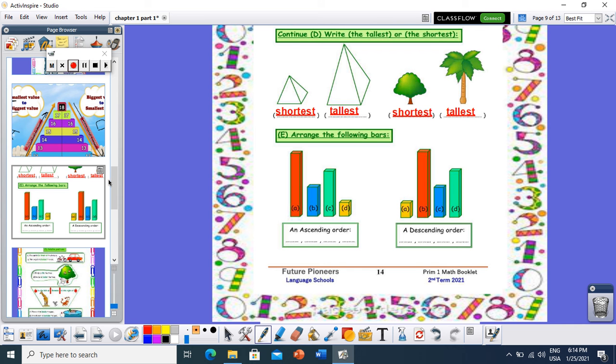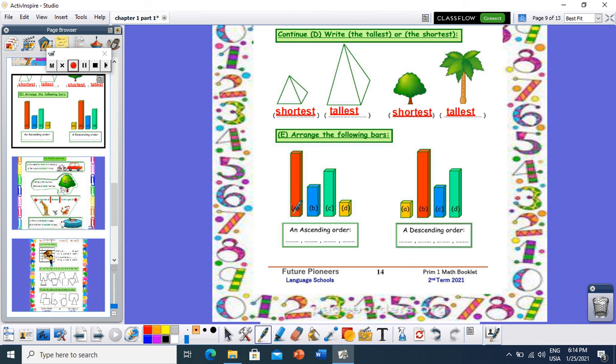I have a lot of bars and I need to arrange them in ascending order. Ascending means A for ant. So I will arrange them from the smaller or shortest to the biggest or the tallest. Which one is the smallest or the shortest? I think number D. Excellent. The smallest one is D.